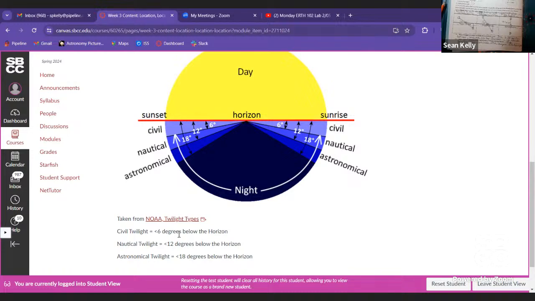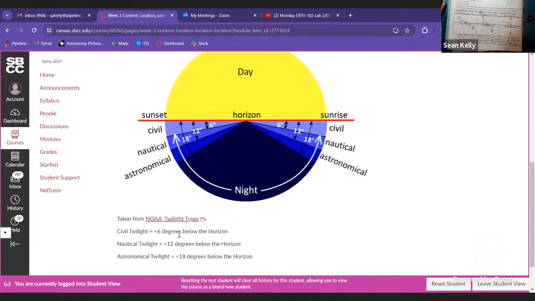Now, if you go a little bit lower, between 6 and 12 degrees, we call this nautical twilight. And the reason is if you're working on a boat, there's still enough light for you to see ropes or whatever it is you're working with. You can still function. Okay. So there's nautical twilight. And finally, the one that you and I are concerned about. If the sun is 12 to 18 degrees below the horizon, this is called astronomical twilight.